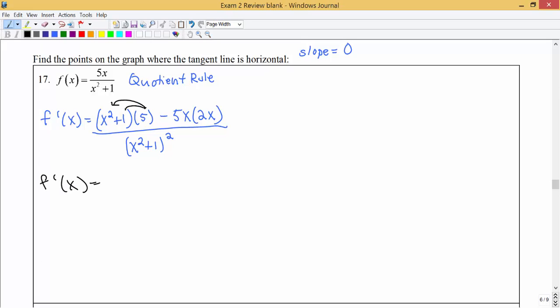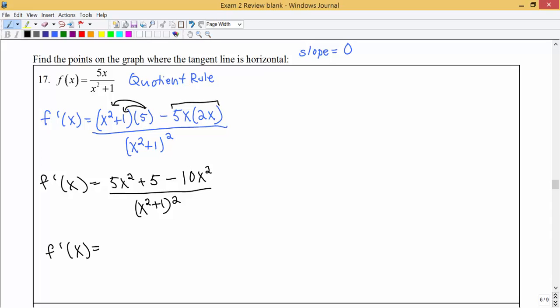Let's distribute the 5, so that would be 5x squared plus 5. And we'll multiply these two factors together. That gives negative 10x squared all over that denominator squared. And let's go one more time. 5x squared minus 10x squared is minus 5x squared plus 5 all over that denominator squared.